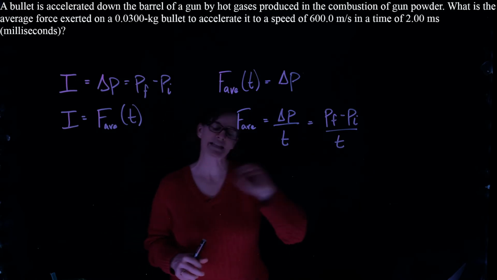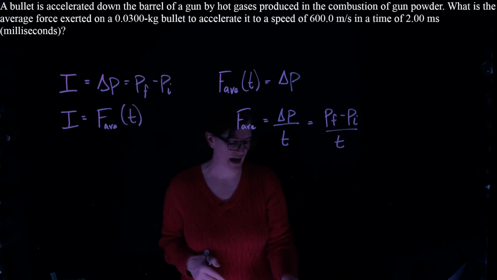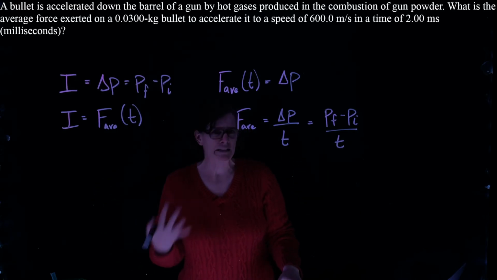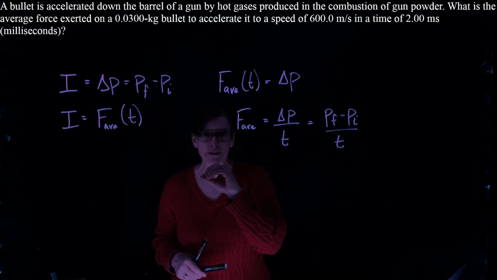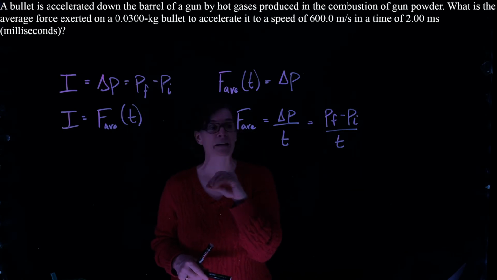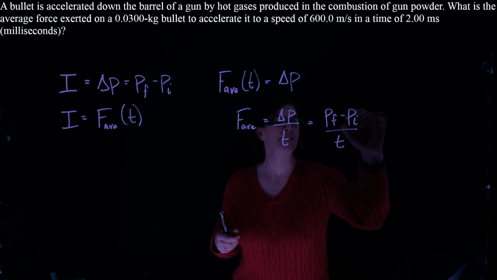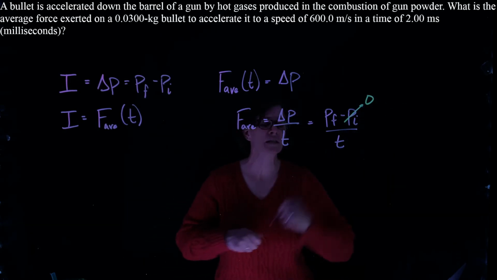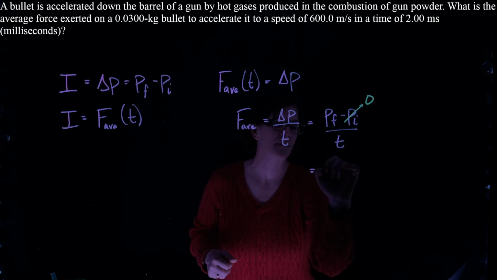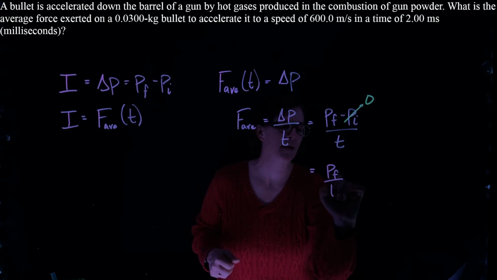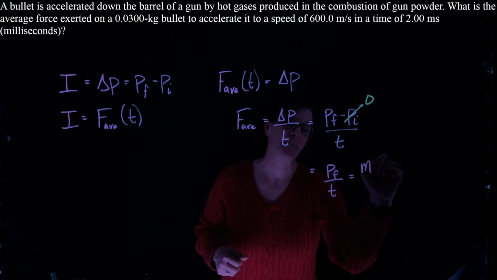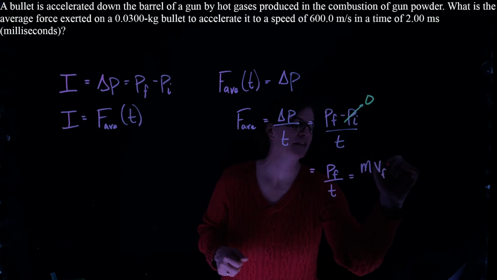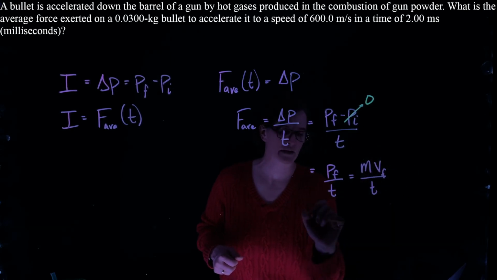It says it's accelerating it down the barrel of that gun, which means it starts out at 0 speed, 0 velocity, and therefore the initial momentum is going to be 0. And so I'm left with my final momentum divided by my time, which is my mass of that bullet times the final velocity divided by the time.